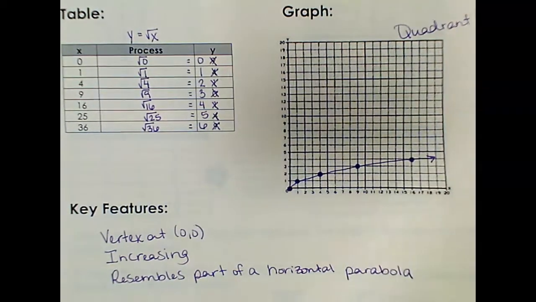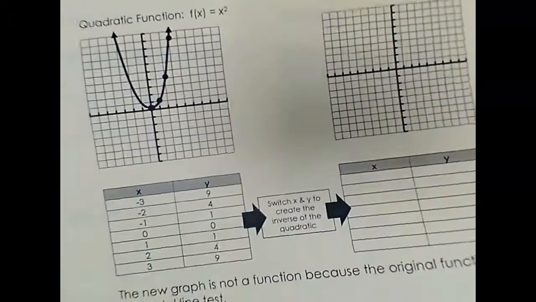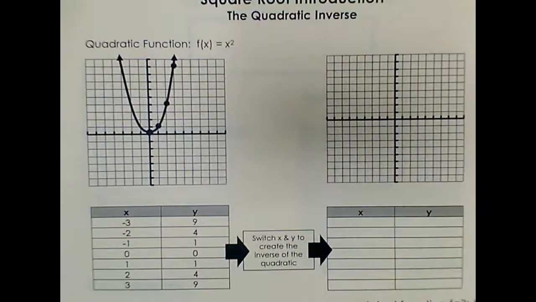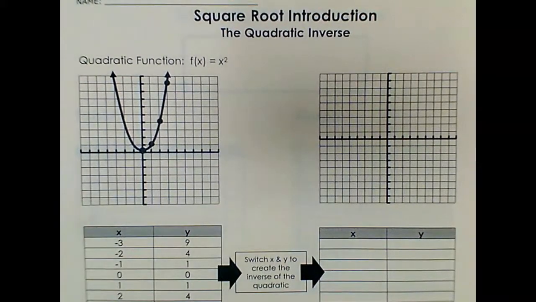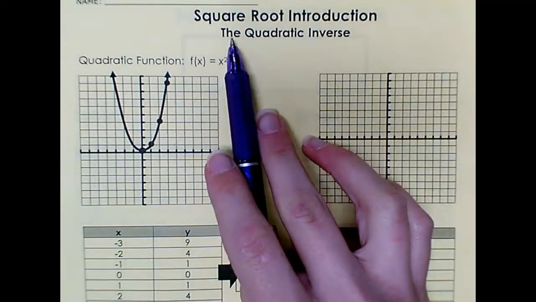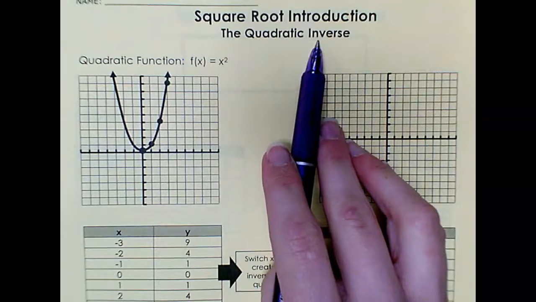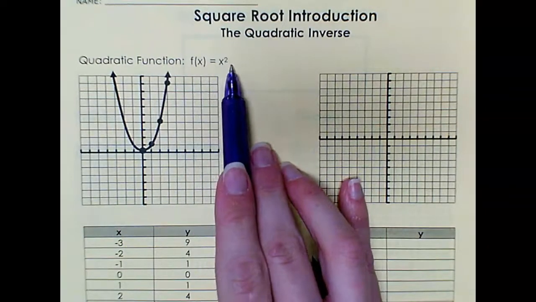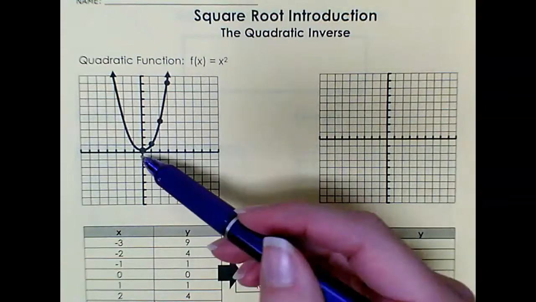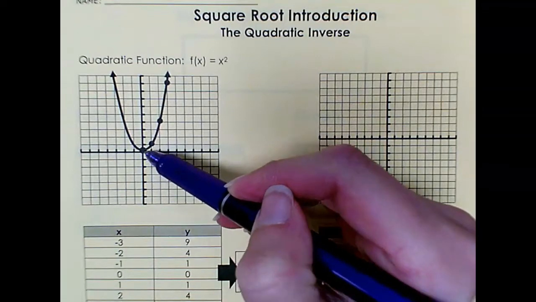because in the second page of the notes today, we're going to discuss the square root function a little bit more in depth. And notice that I have underneath the title that it is the quadratic inverse. So just a reminder that the quadratic parent function is f of x equals x squared. It has a vertex at 0, 0, and you use the quadratic pattern to generate the other points on the graph.